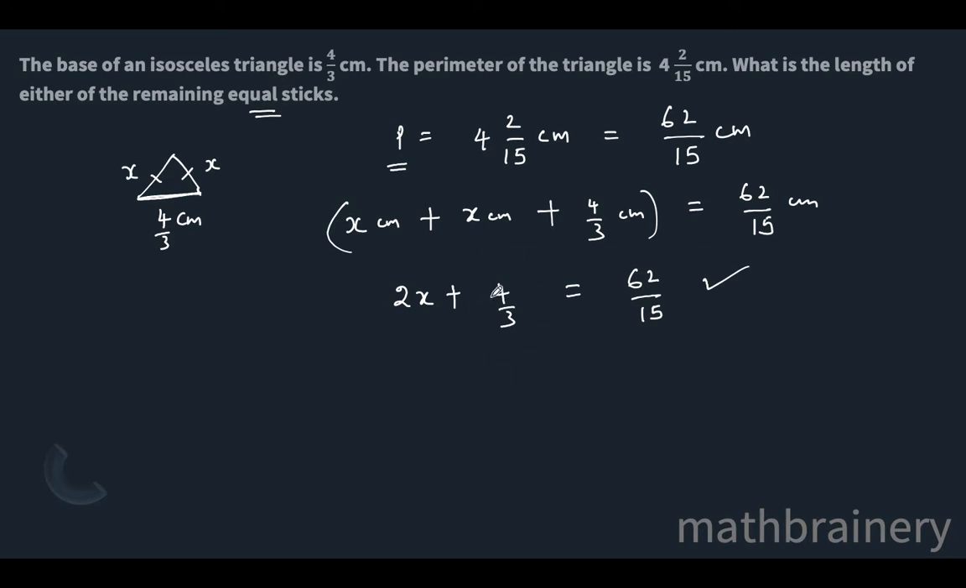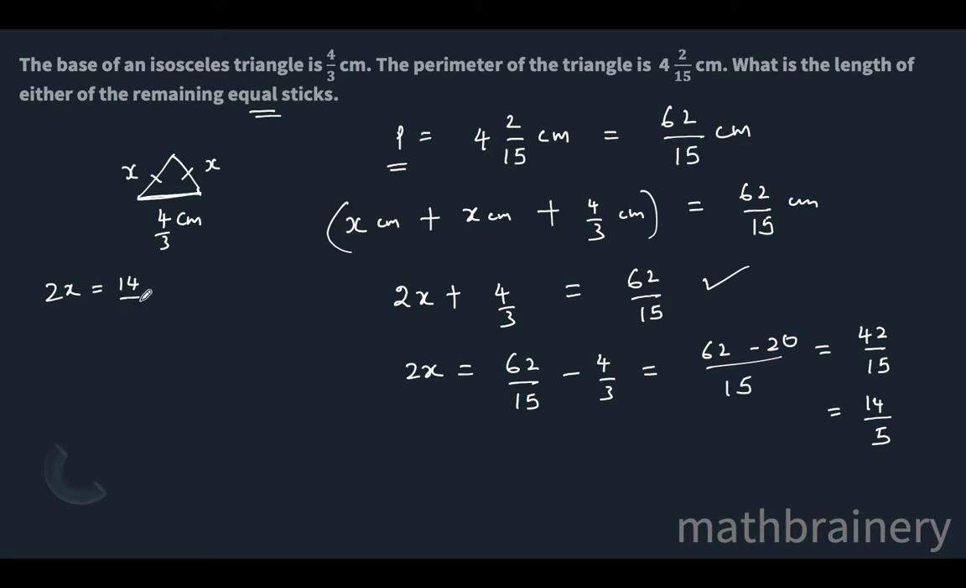Let's transpose this 4 by 3 to the right hand side. You get 2x is equal to 62 by 15 minus 4 by 3. What should this be? 62 minus 20 by 15 when I take the LCM. This must be 42 by 15. 42 by 15 is nothing but 14 by 5. So your 2x is equal to 14 by 5.